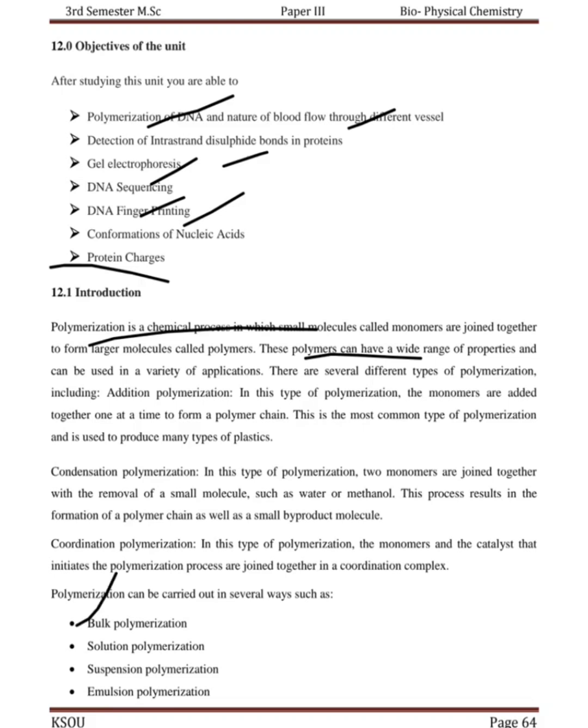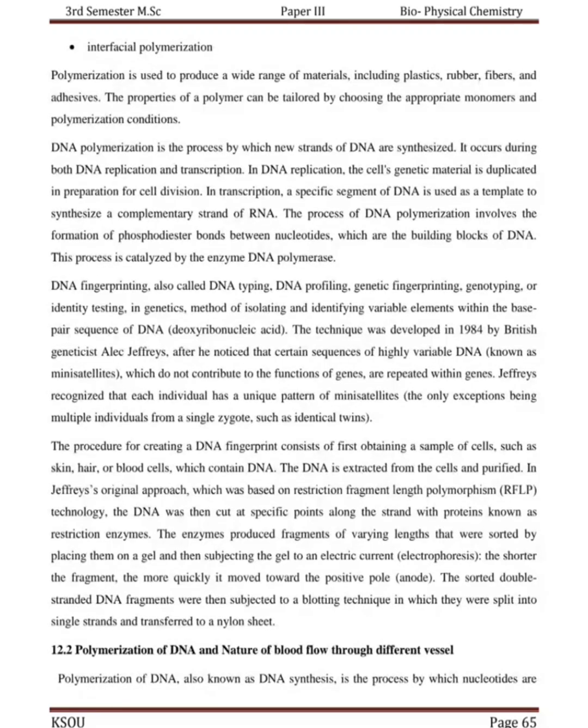There are different types: bulk polymerization, solution polymerization, suspension polymerization, emulsion polymerization, and interfacial polymerization. Polymerization is used to produce a wide range of materials including plastic, rubber, fibers and adhesives. So that's why polymerization is done. Polymerization is a chemical process in which small molecules join together to form large molecules.